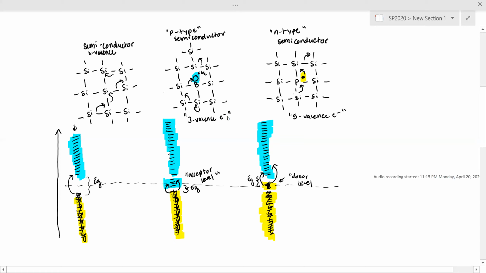So here we have a normal semiconductor of silicon crystal. And as you can see, silicon has 4 valence electrons, so it's going to connect similarly to carbon. And these electrons are going to just sort of pass through these bonds that have already been formed.